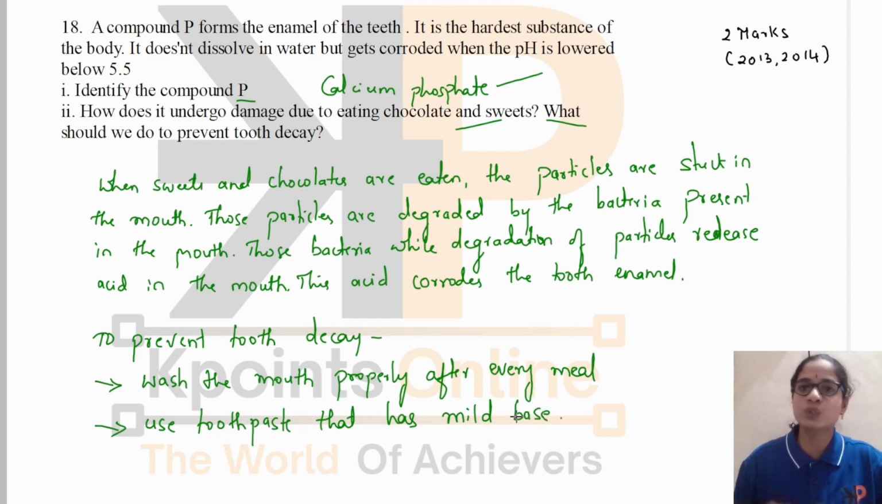Nowadays, mouthwash is also given by the dentist. What does it contain? That mouthwash also contains mild bases, so that it will neutralize the excess acid in the mouth. When the acidic character in the mouth increases and the pH goes below 5.5, tooth decay is caused. Okay, this is how we can prevent tooth decay.